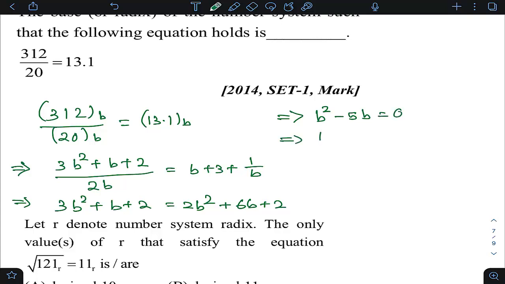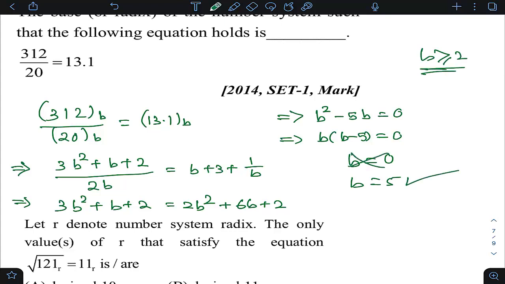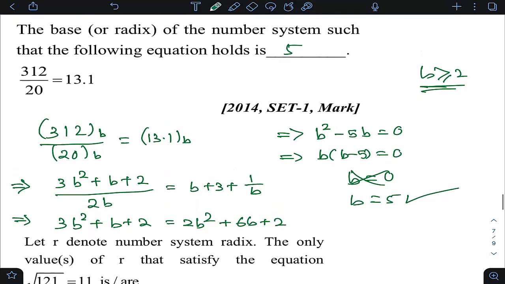So this implies b into b minus 5 equals 0. So it has 2 solutions: b equals 0 and b equals 5. But as I said, the radix value should be greater than or equal to 2. So we are discarding it. So definitely the answer is 5. Such kinds of questions come up repeatedly in the GATE exam, students, particularly in the computer science branch. So we get this kind of question from number system.